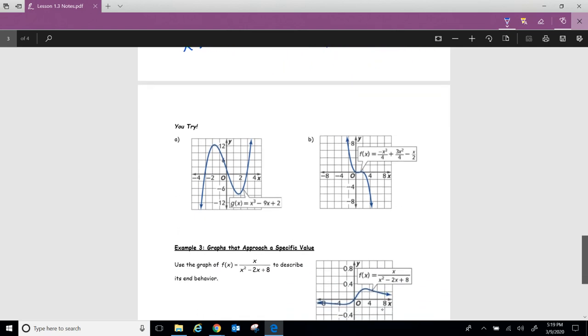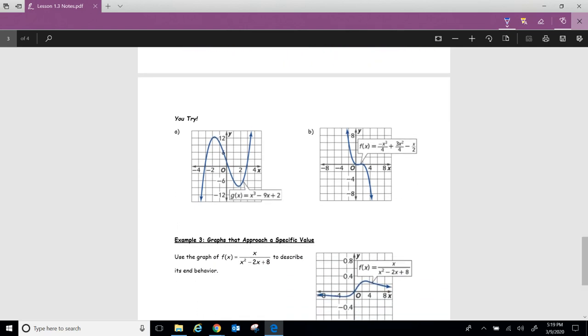All right, see if you can make the leap and do A and B here. Go ahead and pause your video, come back and see if you got it right. All right, here we go.